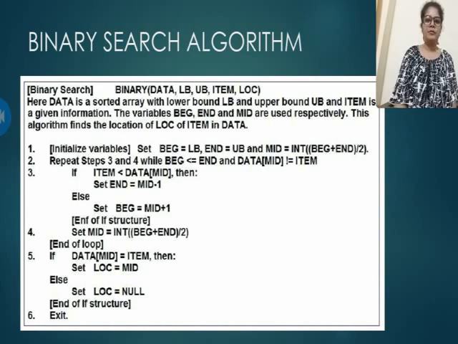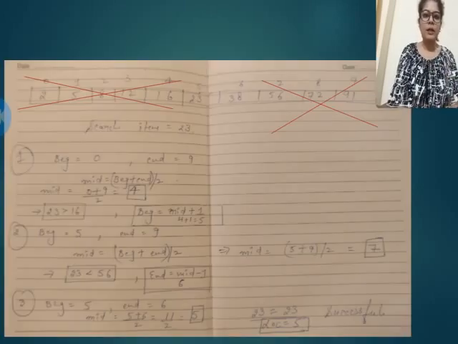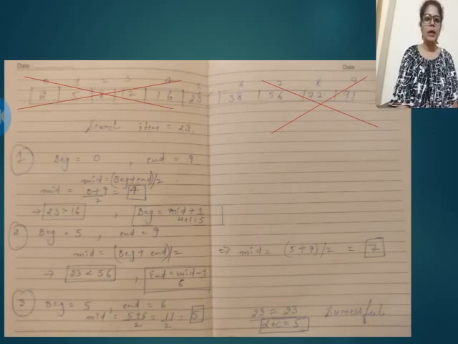So let's start with the first step. Set beginning is equal to lower bound. In the example, we have set beginning is equal to 0 and end is equal to 9. Beginning is the lower bound and end is the upper bound.